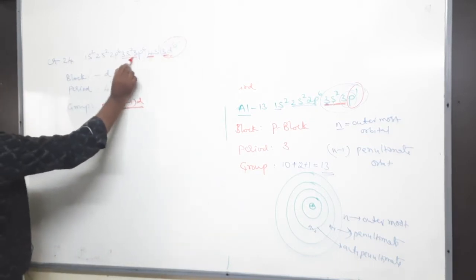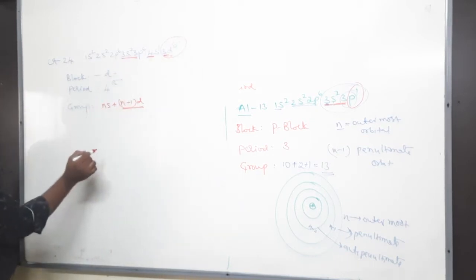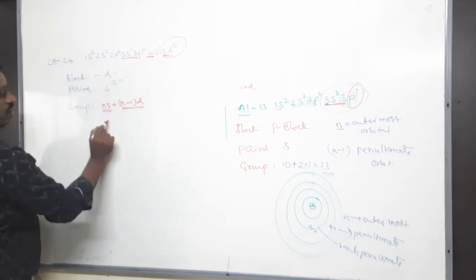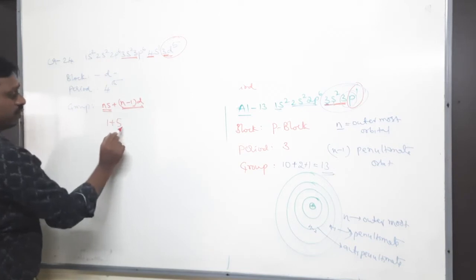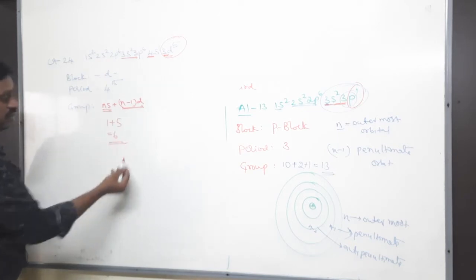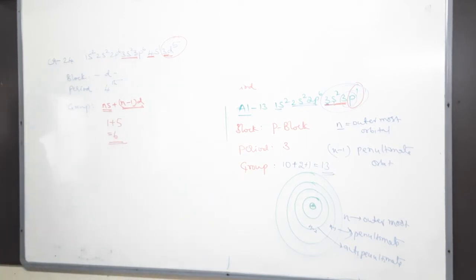We want (n minus 1) d, it means this only. This is also 3, this is also 3, but we have not taken that. ns, how many electrons? 1. (n minus 1) d, 3d, how many electrons? 5, which equals 6. It means 6th group. Okay. So in this way you can identify the position of an element in the periodic table.